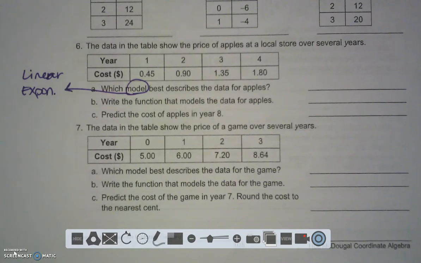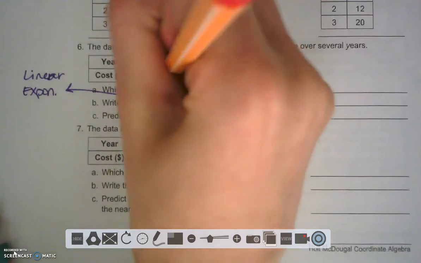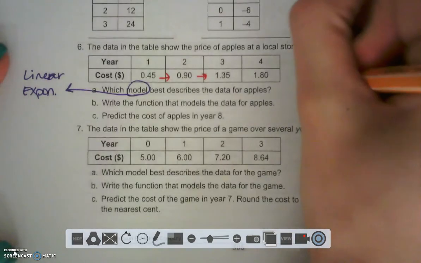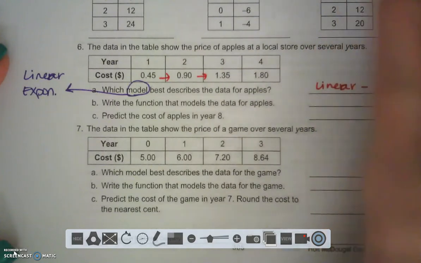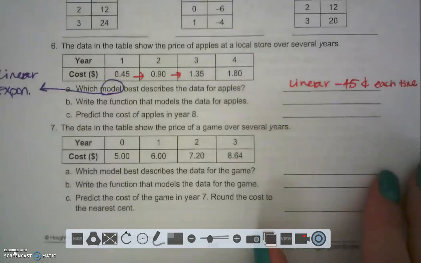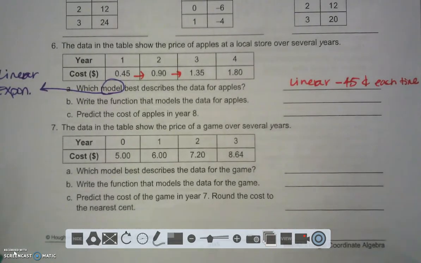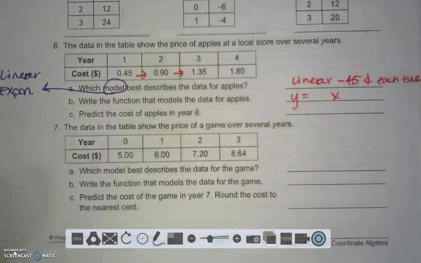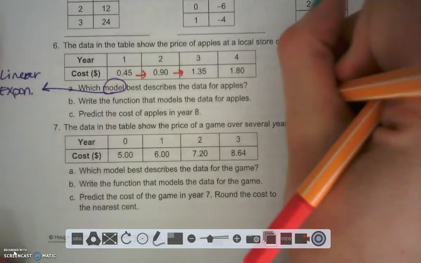So we have to determine something. What is changing each time? Looking at our y values, how am I going from 45 cents to 90? From 90 to $1.35? We know it's going to be linear because I just calculated that we're adding 45 cents each time. Write the model that goes with it. Well, we know linear functions need a y equals and an x. My slope is I'm adding 45 cents each time.